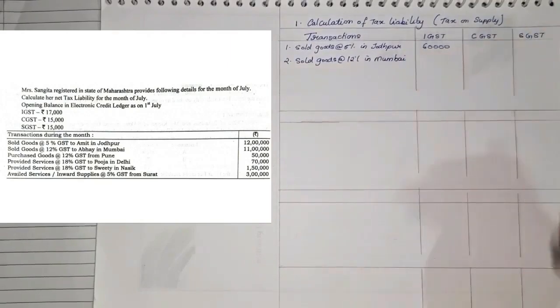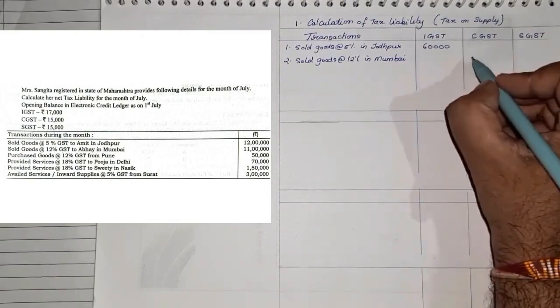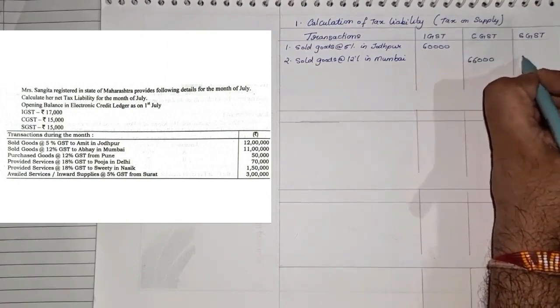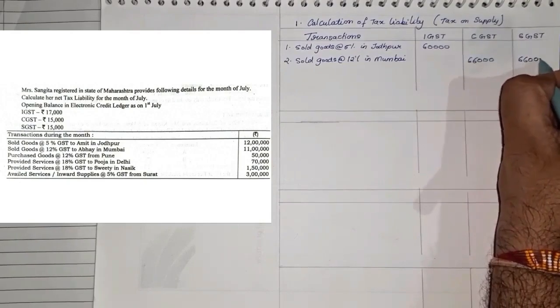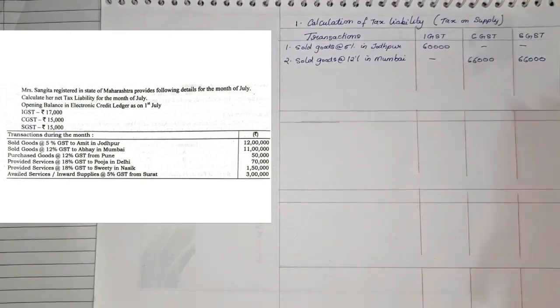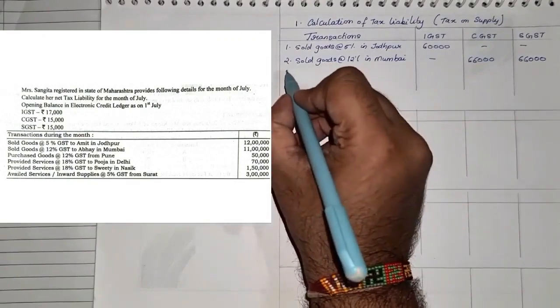Now, Maharashtra, Mumbai, same state. So whatever is the tax, 12% on 11 lakh, we'll have to split that into two parts, so it will be 6% each. 6% of 11 lakhs is 66,000. So 66,000 will go in CGST and 66,000 will go in SGST. Next, purchase cannot come here, provided. If you're providing, meaning you are giving service, you're supplying, so yes, that also will come here.